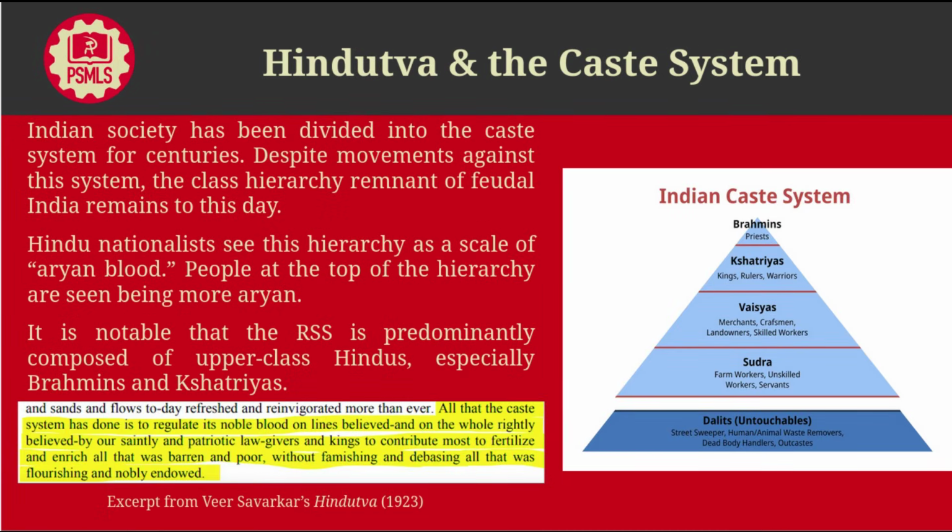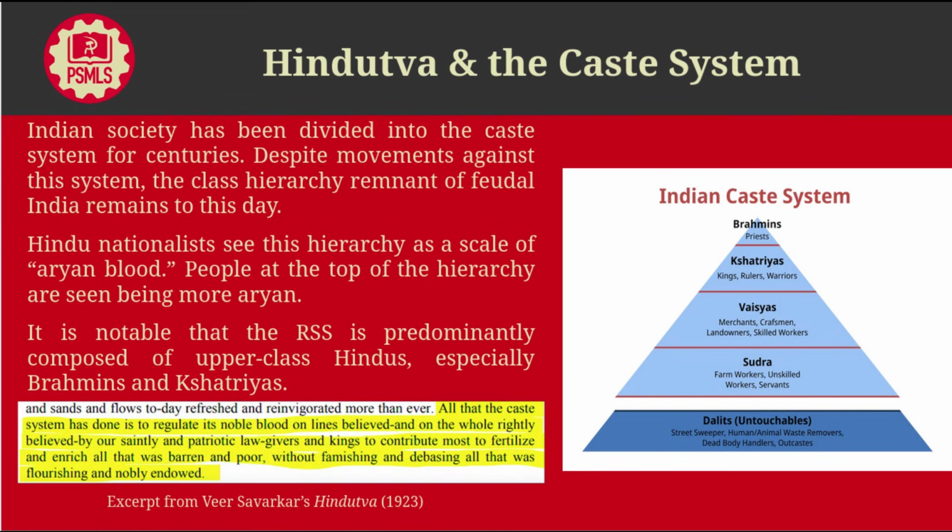And in relation to the caste system, Indian society has been divided into the caste system for centuries. Despite movements against the system, the class hierarchy remnant of feudal India remains to this day. And Hindu nationalists see this hierarchy as a scale of Aryan blood. So people at the top of the hierarchy are seen as being more Aryan. And it's notable that the RSS is predominantly composed of upper-class Hindus, especially Brahmins and Kshatriyas.